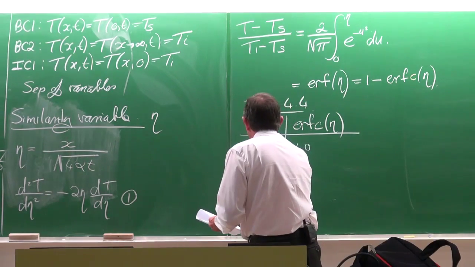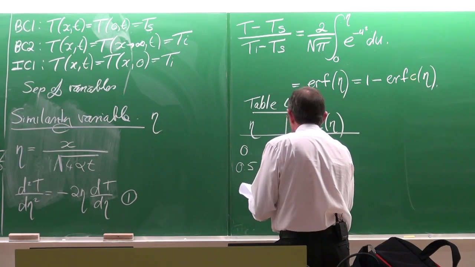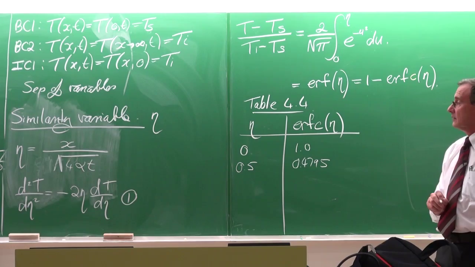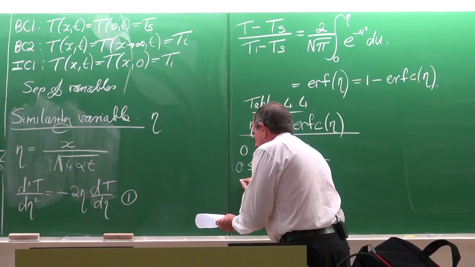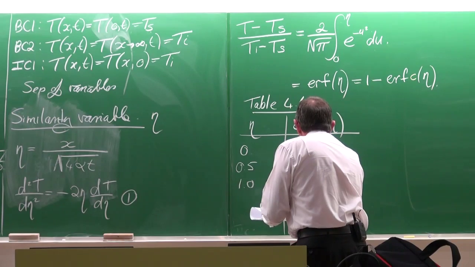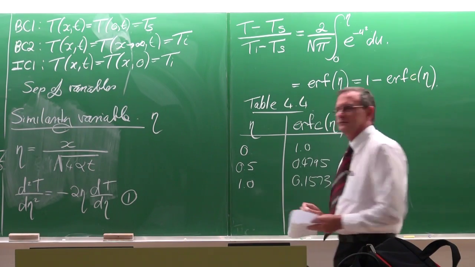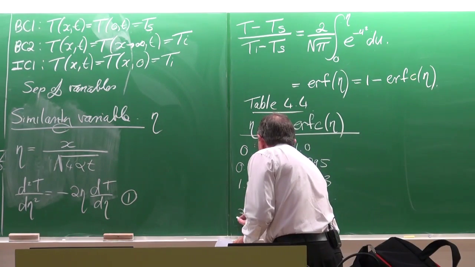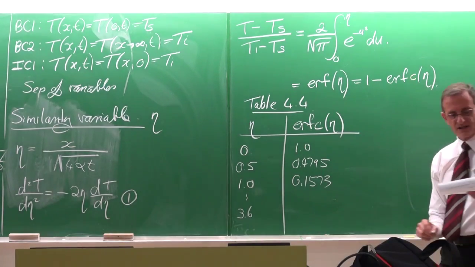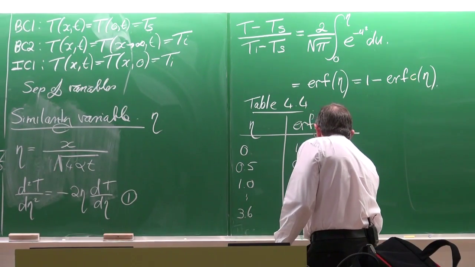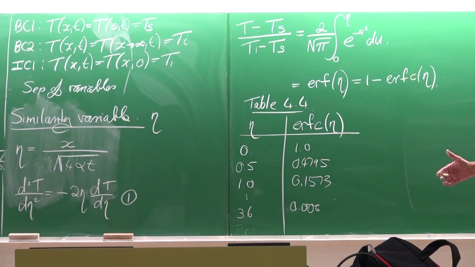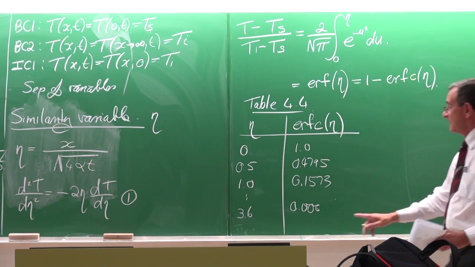Okay. And if eta is equal to 0.5, it is equal to 0.4795. Okay. And typically at a value of 1, it is equal to 0.1573. And if you keep on looking at it, you will see typically at 3.6, what happens at 3.6? It is equal to 0. Okay. Now you will wonder, I mean, I can look at a table. You don't have to give me these values. It's not so important. This is a very, very important result.